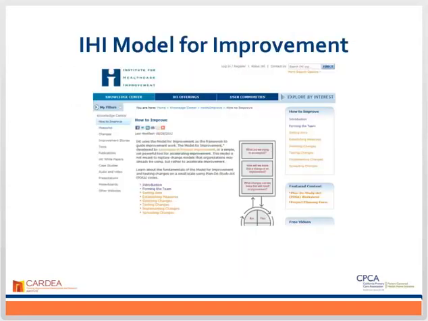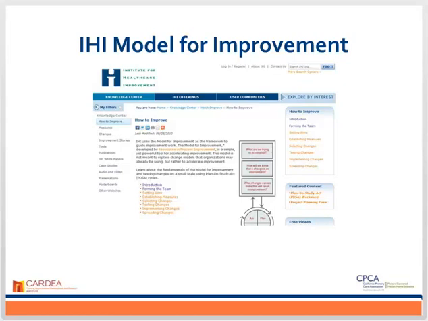With that in mind, let's start at a high level by talking briefly about a framework for driving and sustaining transformation. Depending on your board's familiarity with the Institute for Healthcare Improvement, IHI, and its model for improvement, you may want to use the next few slides as part of your work to engage the board in PCHH transformation.